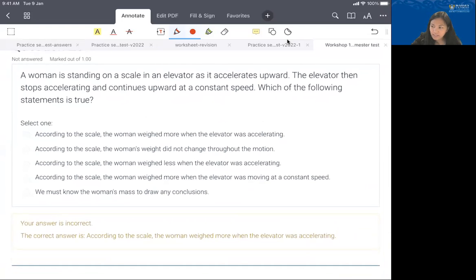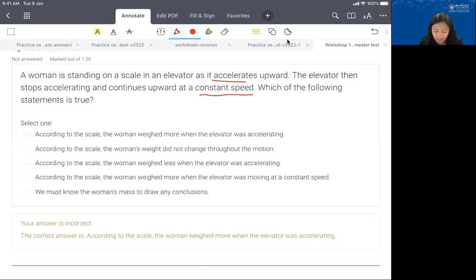Okay, here, this is a little bit of a tricky question. A woman is standing on a scale in an elevator as it accelerates upwards, and then the elevator stops accelerating, but it continues at a constant speed. So first it accelerates, and then it's at a constant speed. Which of the following statements is true?